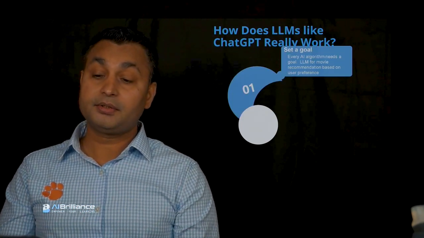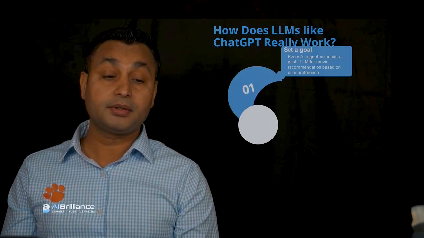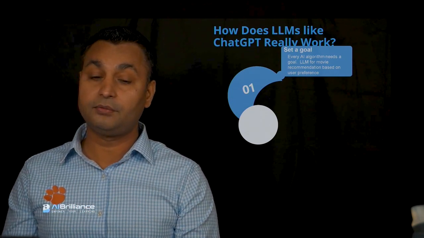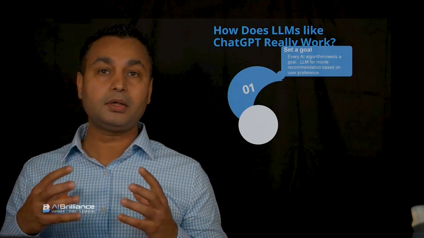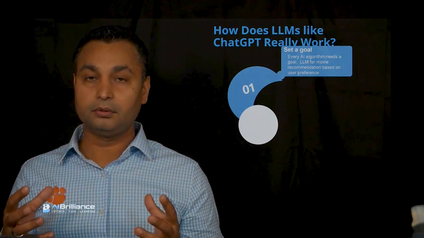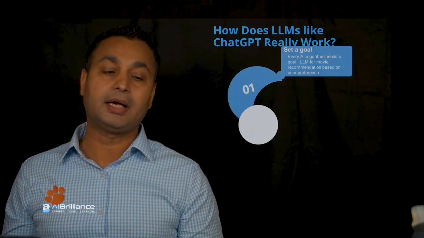Okay? So we can take this overall process and break it into 6 steps, where first we have to set a goal for what is the task that we can enable or what we can do through large language models.